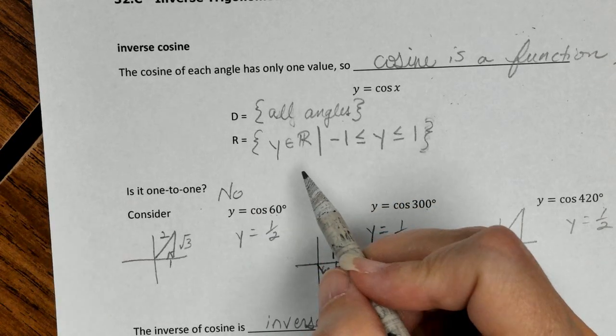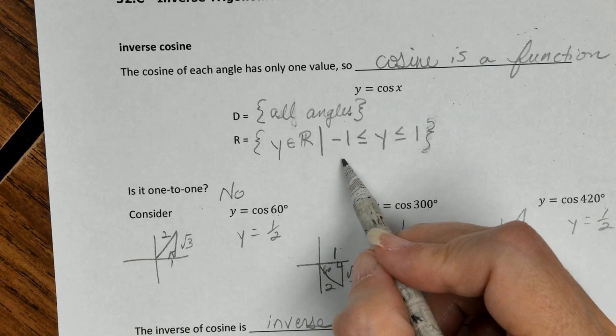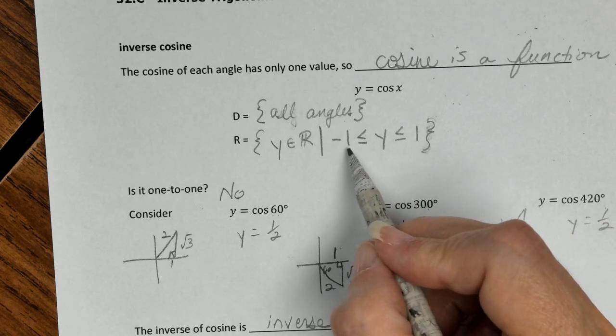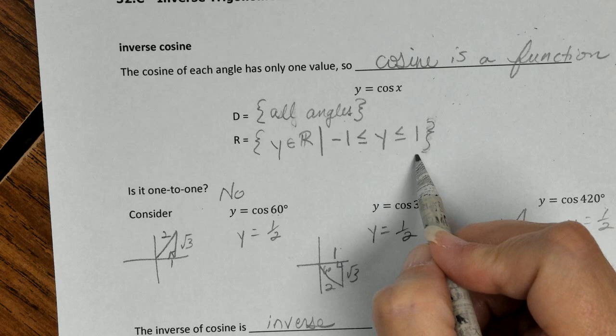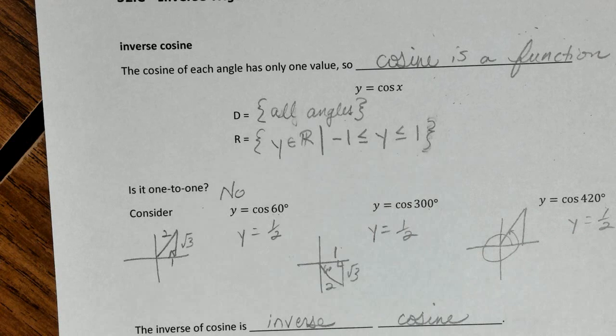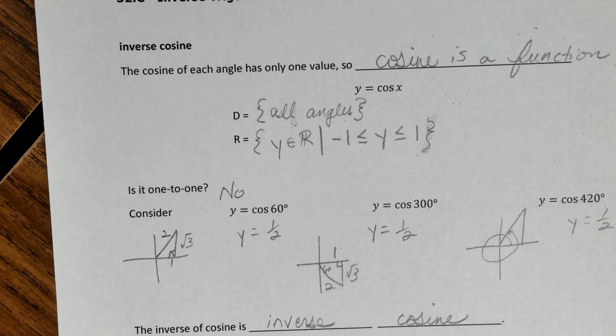The range would be just from -1 to 1, including them. So -1 is less than or equal to y, which is less than or equal to 1. If it's a quadrantal angle, you're either getting 0, 1, or -1. And for all the other angles, you're doing a leg over the hypotenuse. It's going to be something less, where the absolute value is less than 1. So it'll never go below -1 or above +1.